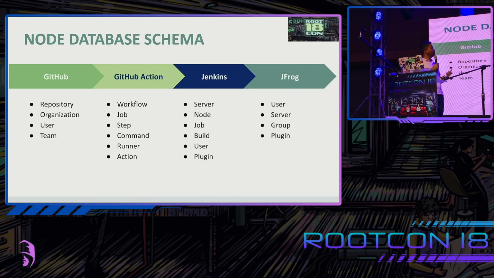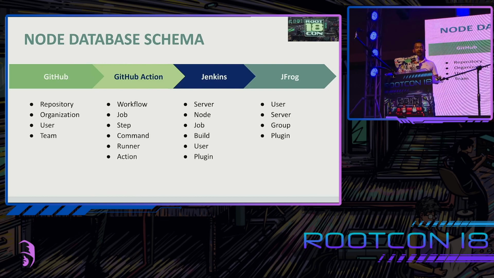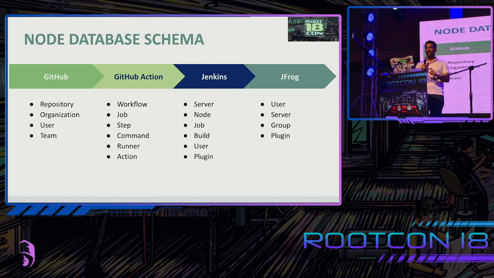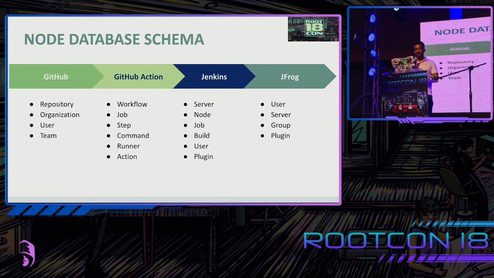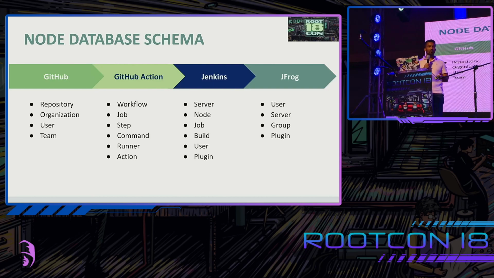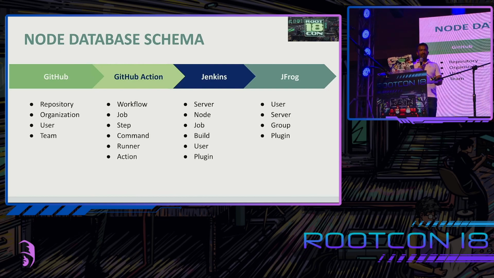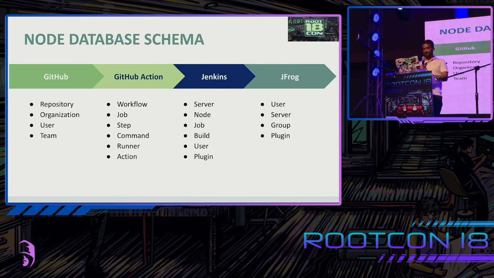This slide I just wanted to put from the schema perspective, showing how the database schema is defined. Like I said, it's not about looking at the component individually, it's about breaking down those components. For example, in the case of GitHub, it will be broken down on the basis of repository, organization, user, team, and so on. In the case of GitHub Actions, it will be broken down into workflows, how those workflows are defined as jobs, what kind of steps are in those jobs, what kind of commands are running in each step, what runners they are using, and so on.